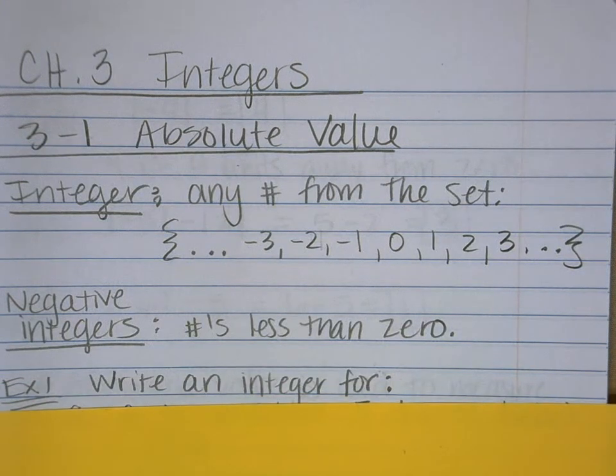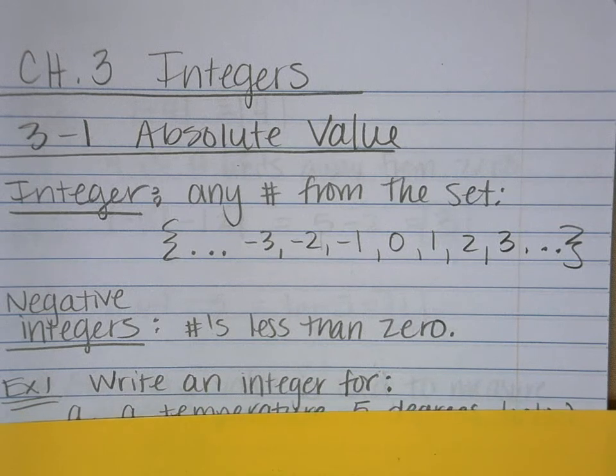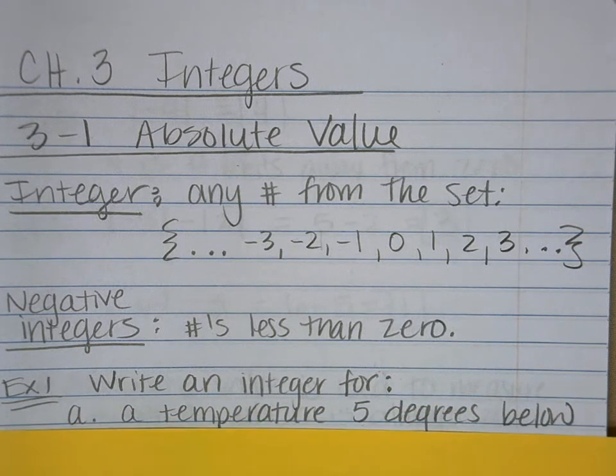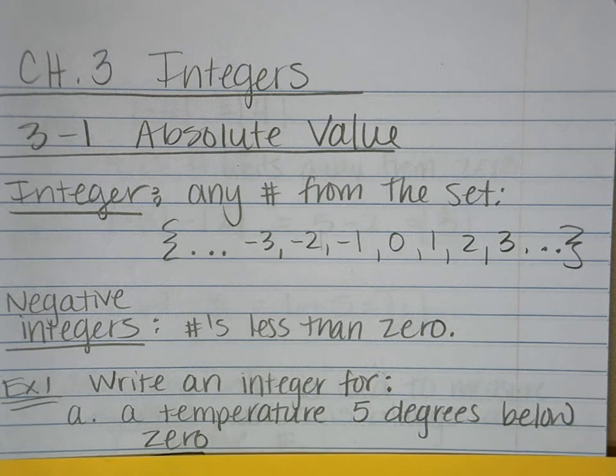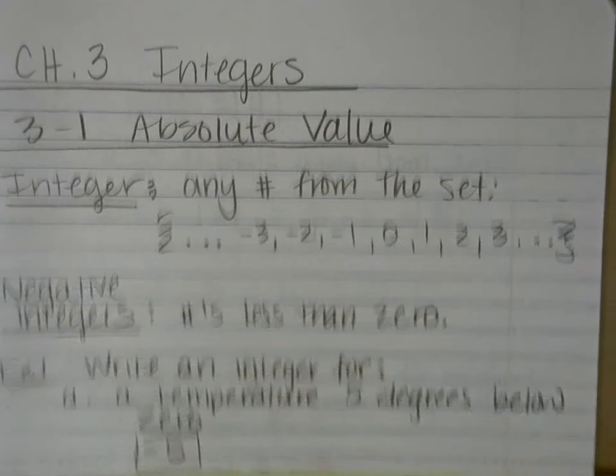So here's the first example. Write an integer for a temperature 5 degrees below 0. We'll call it letter A. Raise your hand if you think you know how to write that integer. Jamie, how would you write that integer? -5 degrees. -5, or just -5 degrees would work too. Very good. -5. Easy, right?